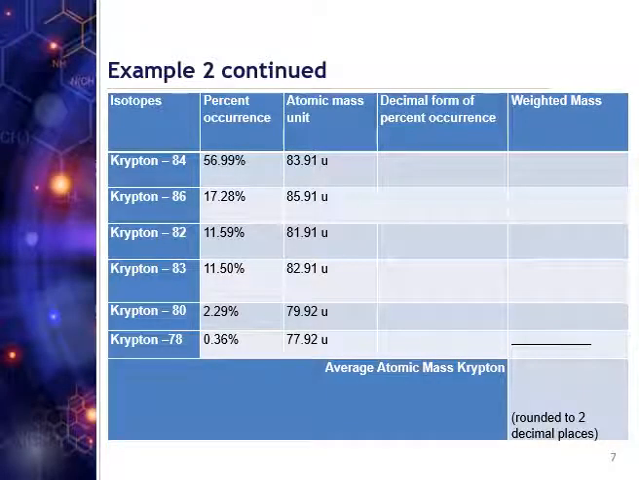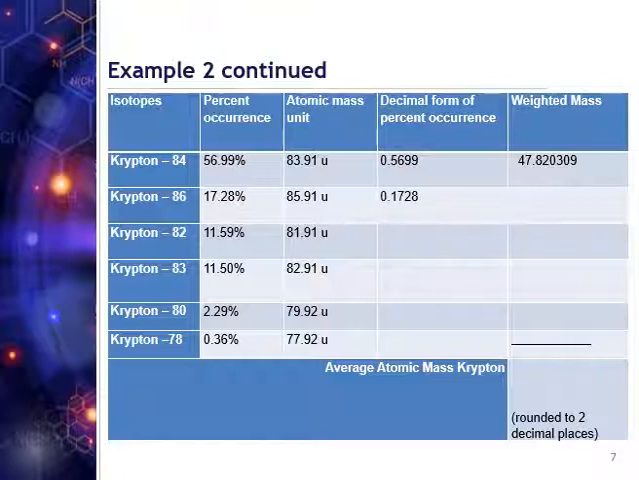Again, the first thing you do is convert the percent occurrence to decimal form, then multiply by the atomic mass of that particular isotope. So 56.99% is 0.5699. 83.91 times 0.5699 equals a weighted mass of 47.820309.